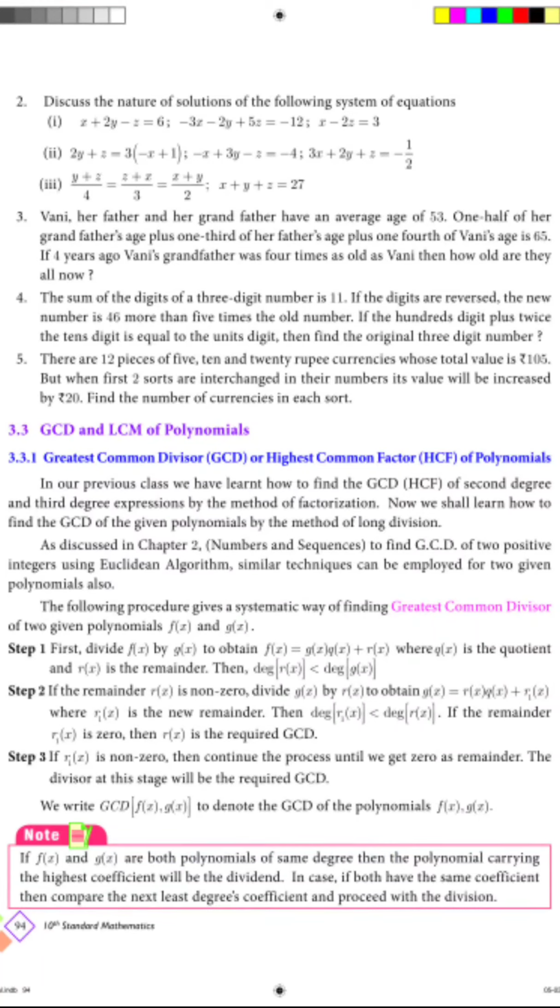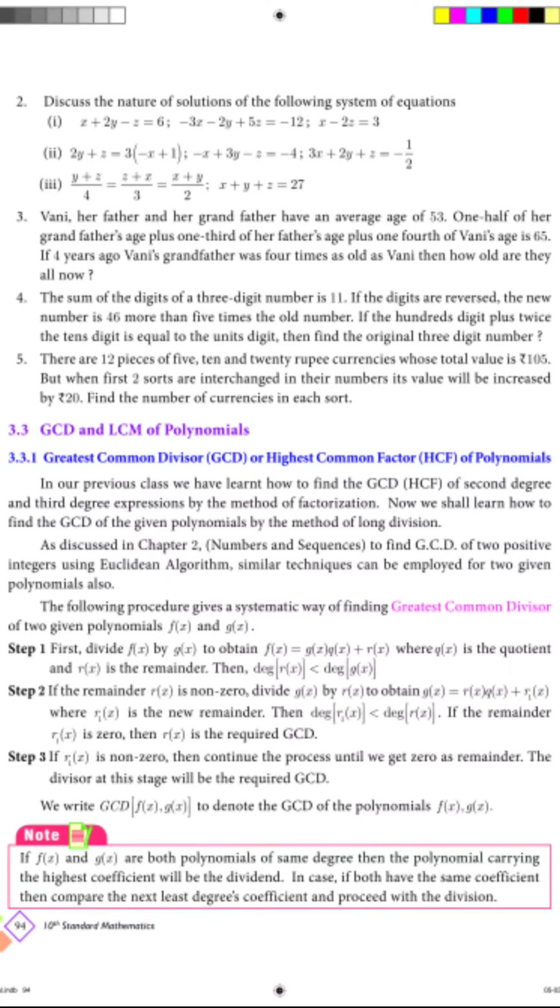So now we are going to frame equations for the fourth sum. So let us read the fourth sum very carefully. In 9th standard, you learned sums about 2-digit numbers. Here it is a sum about 3-digit numbers. 3-digit number means it has a units place, tens place and hundreds place. So sum of the digits of a 3-digit number is 11. The digits are reversed. When the digits are changed in their places, one new number is formed. That new number is 46 more than, means greater than, 5 times the former number. Former number means old number.